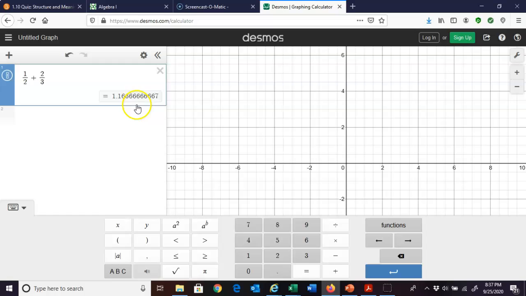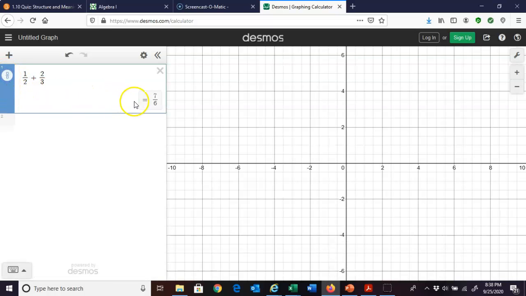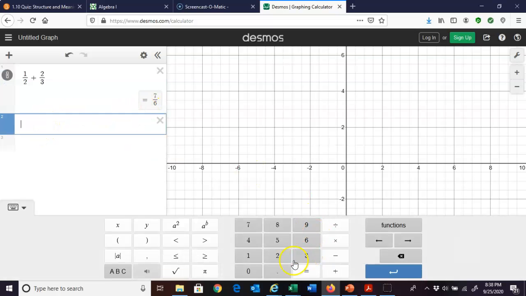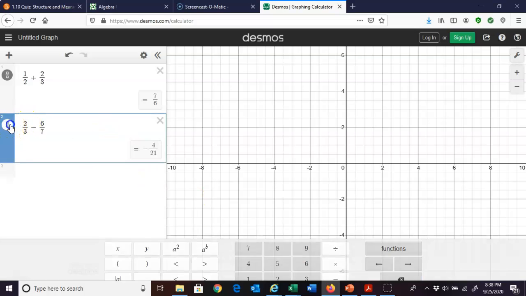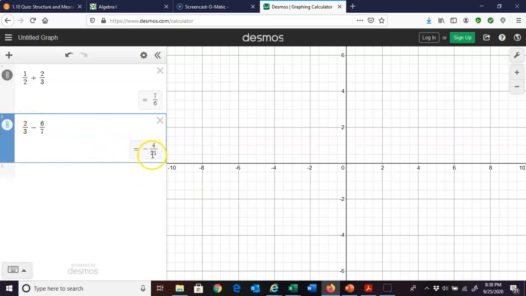And look, it will give you the decimal answer, 1.167. But if you click this button here, it will turn it into a fraction for you. 7/6. Oh my goodness. Let's try another one. 2/3 minus 6/7 gives you the answer. Turn it to a fraction if you'd like.